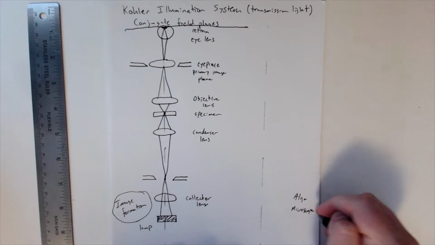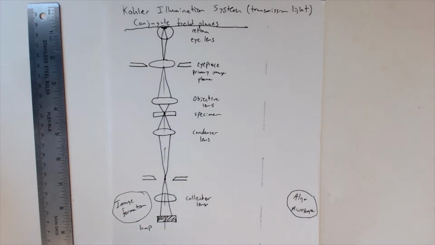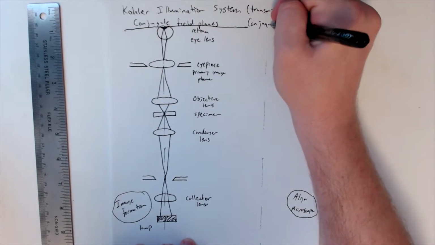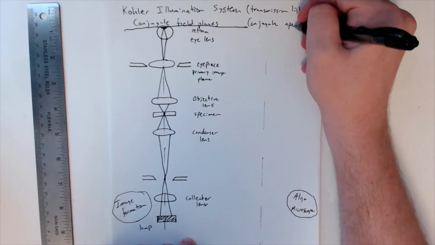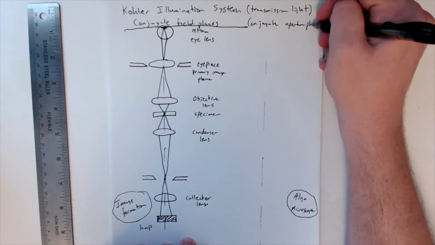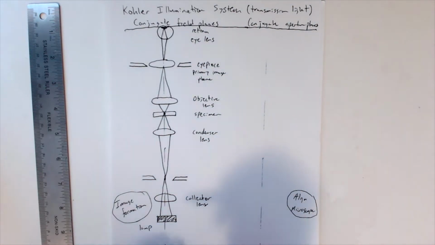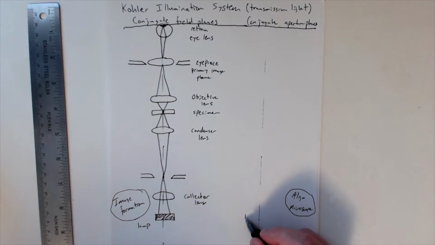So kind of a calibration mode, so to speak. And so this is the conjugate aperture planes. So we're going to look at a different variation of the system that we have here. So let's go back and go through that system again. And I'm going to draw it on this side, starting with the lamp.